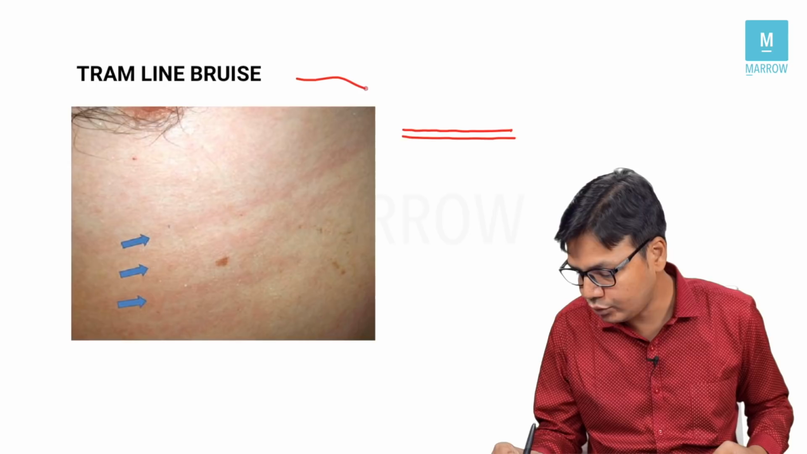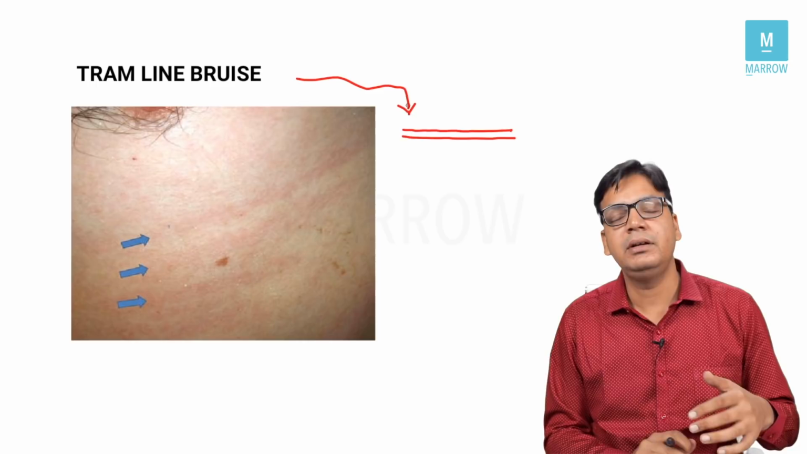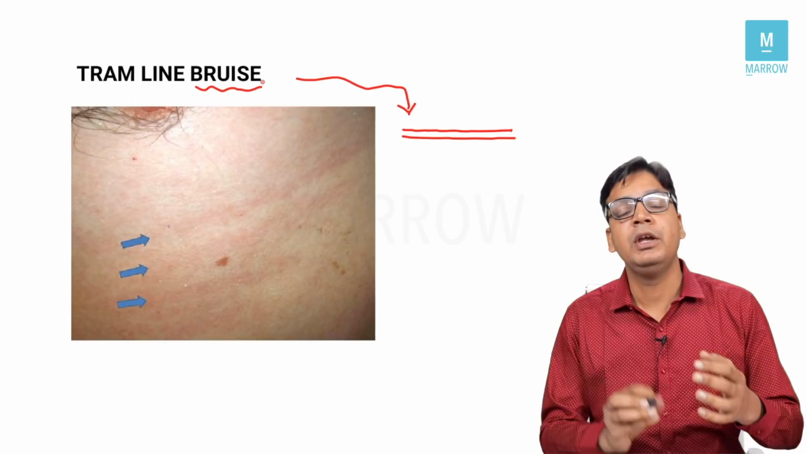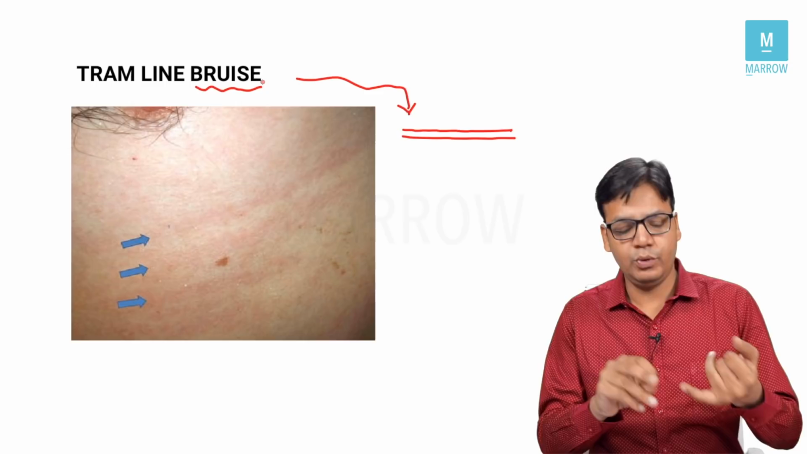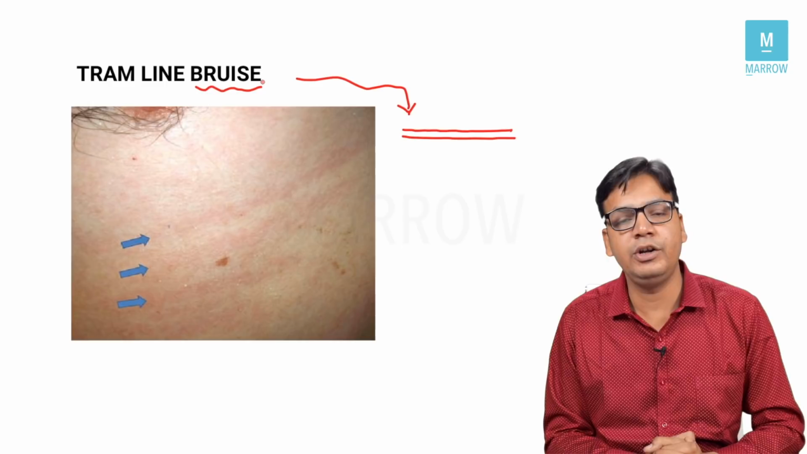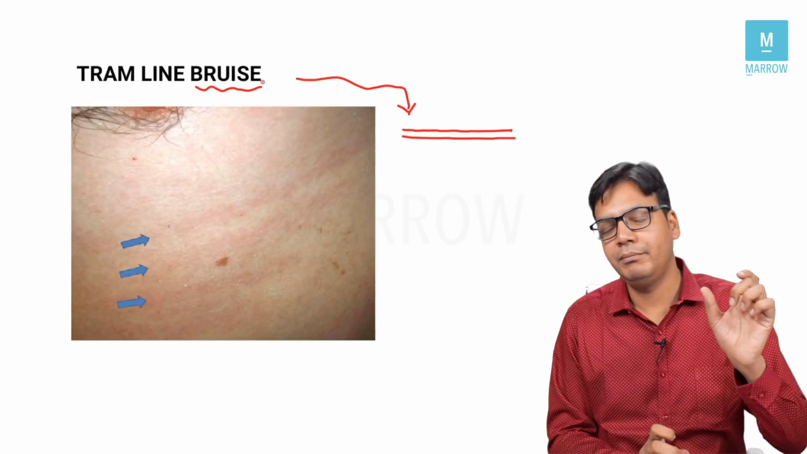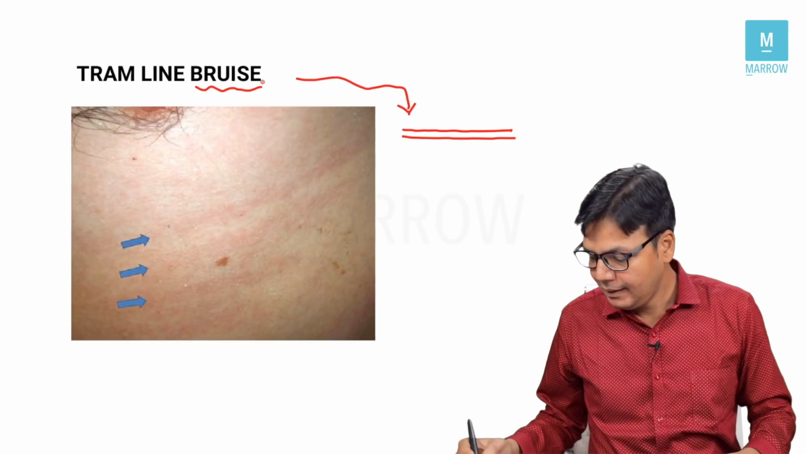As I told you, tram line bruise is a patterned contusion, not an abrasion. Bruise is a contusion. We have many types of patterned contusion. Today I told you the six penny bruise is a patterned contusion. Tram line bruise is a patterned contusion by lathi. And butterfly bruise is seen in battered baby syndrome.